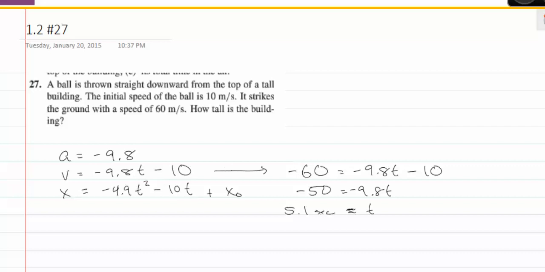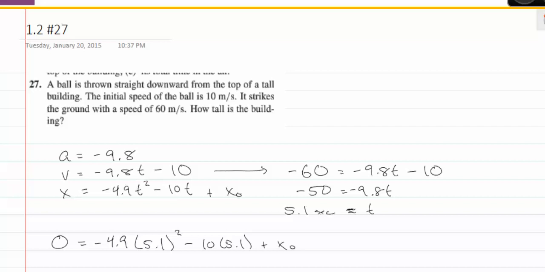We know that when we hit the ground, that means we're at a height of 0. So now we can look at that position equation. We know that x is going to be 0 exactly when t is that 5.1. Okay, and then the only unknown in that equation is exactly what we're trying to find, the initial height of the building.